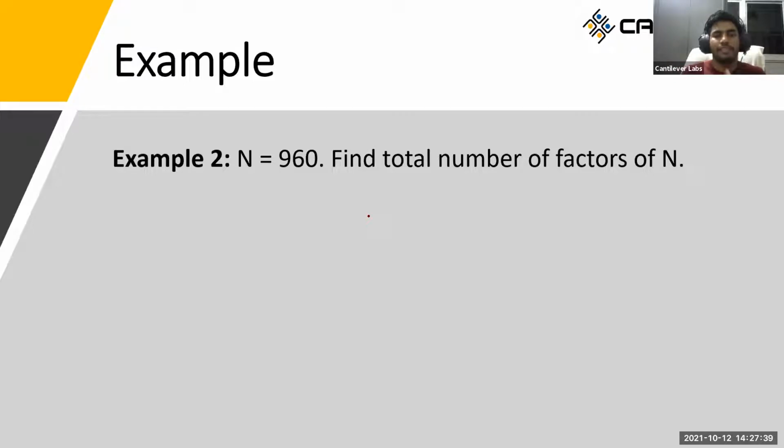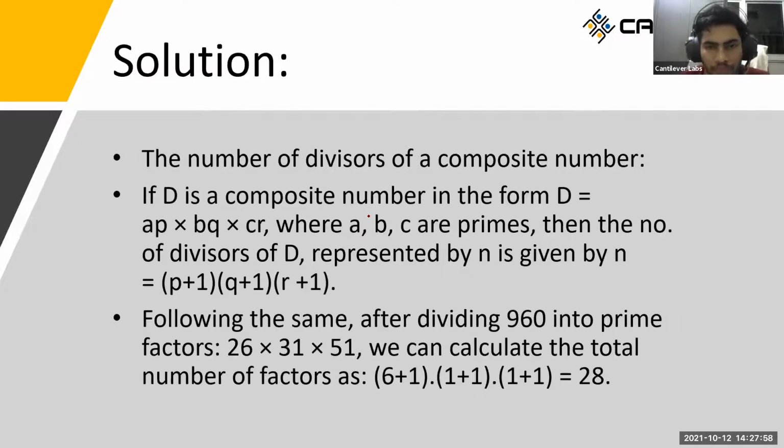Here, n is 960. Find the total number of factors of n. How do you do that? In the previous case, we had a simple number 8, so finding the factors of 8 was pretty easy. Here we have a larger number. So what would you do? Let's move on. We'll learn a formula here: the number of divisors of a composite number D.